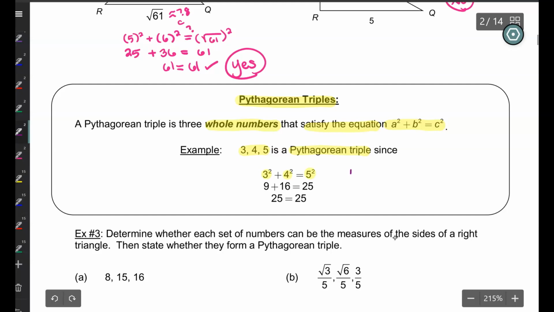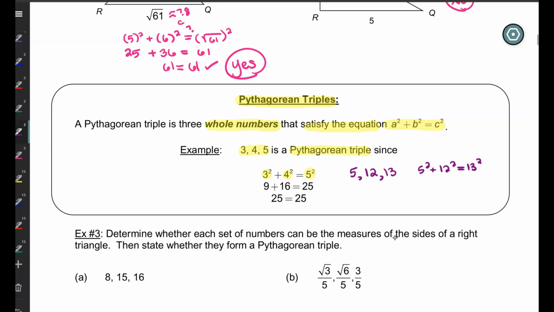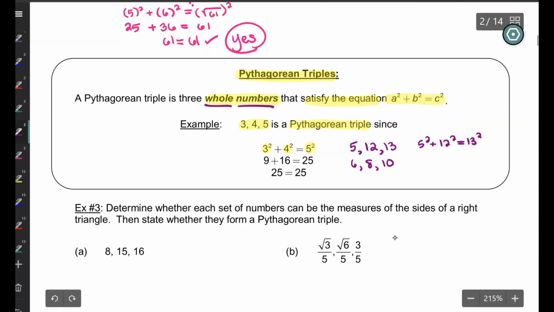I can give you another combination, 5, 12, and 13, because 5 squared plus 12 squared equals 13 squared, because we get 25 and 144, which has to equal 169. Another Pythagorean triple would be 6, 8, and 10, because 6 squared is 36, 8 squared is 64. Add those together, and that equals 10 squared. Again, it's only going to be true for whole numbers.